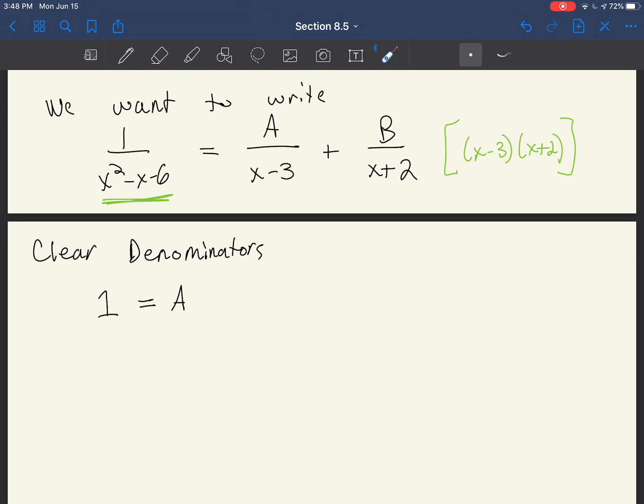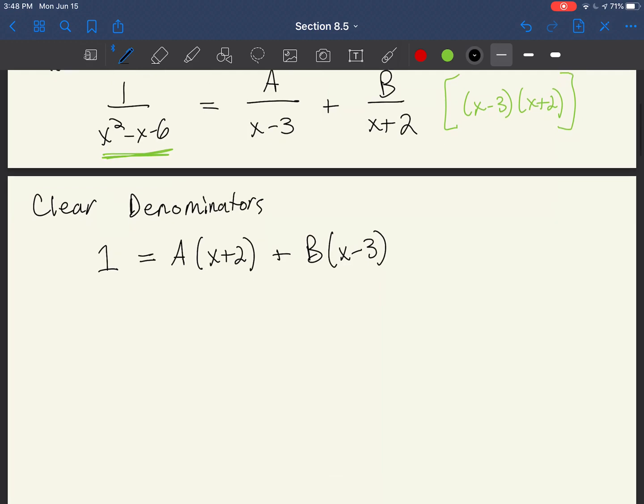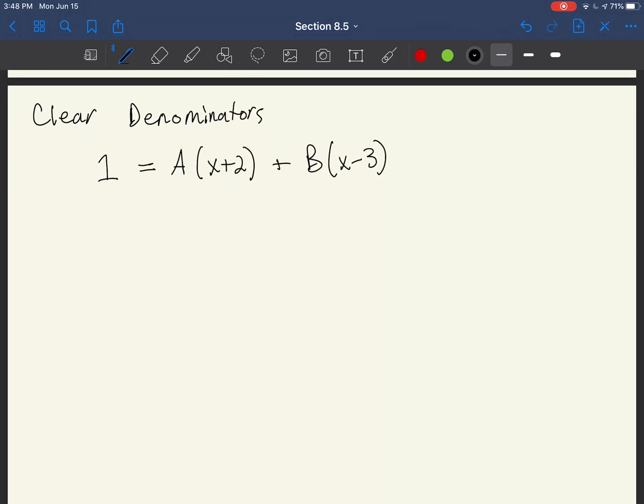The right-hand side becomes A, and then we have x minus 3 divided by x minus 3, so we won't have that x minus 3 term, but we will have the x plus 2. And the same thing goes for the B term. The x plus 2 will cancel with x plus 2, but we'll still have the x minus 3. All right, so we now need to solve for A and B, but we only have one equation. There are two main methods for doing this.